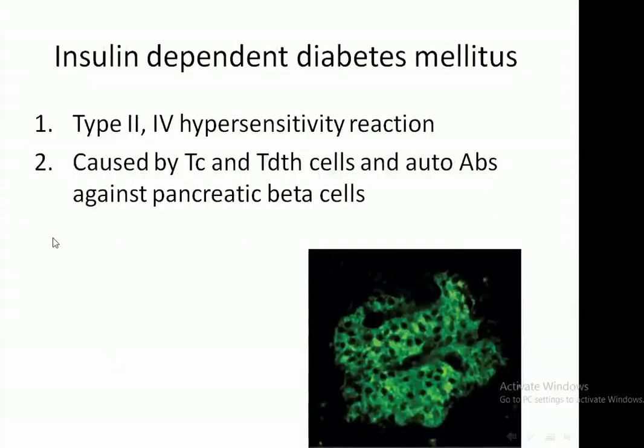Another autoimmune disease is insulin-dependent diabetes mellitus, which is a type 2 and type 4 hypersensitivity reaction. It is caused by T cytotoxic cells that infiltrate the pancreatic cells and T delayed type hypersensitivity cells, and also by the formation of autoantibodies against the pancreatic beta cells. And here is the immunofluorescence study of the autoantibodies against the pancreatic beta cells, which gives an apple green fluorescence.